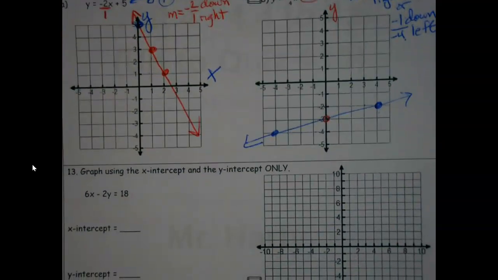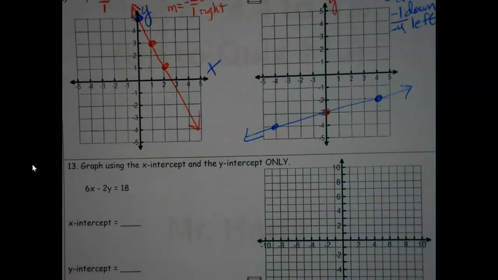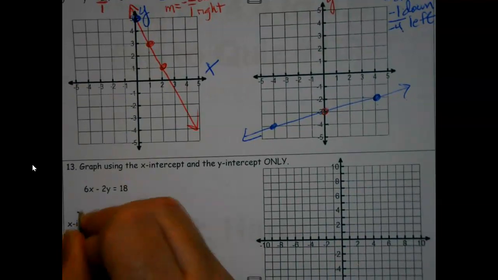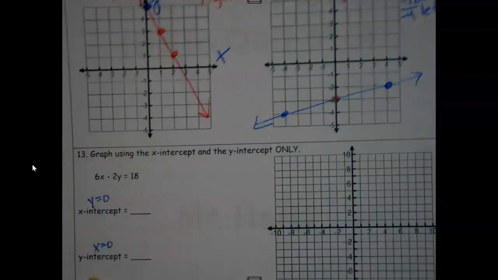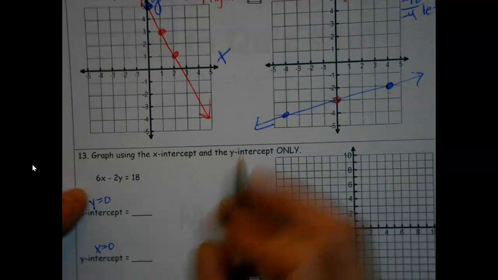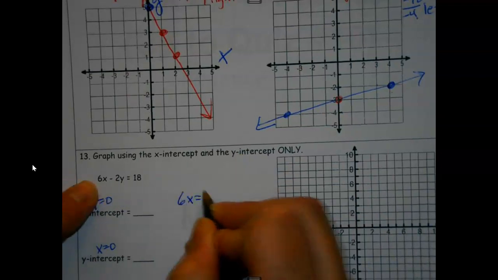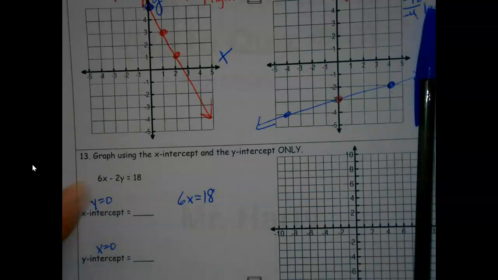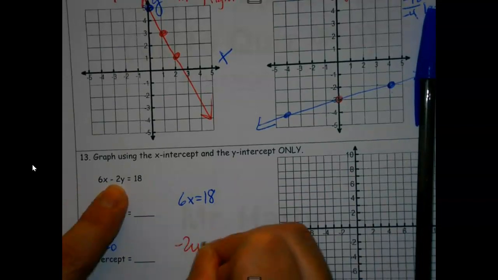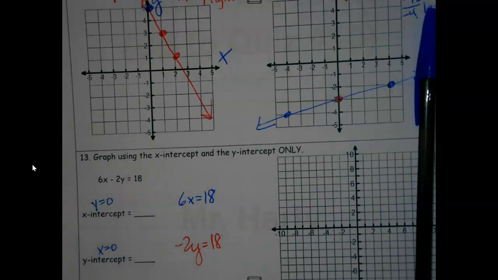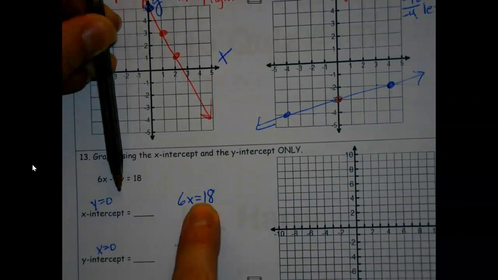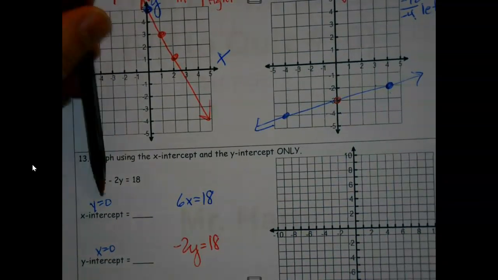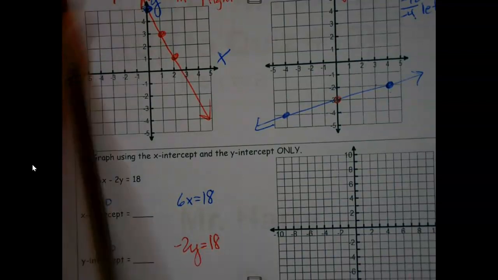Graph using the x and y intercept. Okay, this is the one where we said the opposite variable equals 0. So if that's true, I'm going to take my x term and set it equal to 18. And for y, I'm going to take my y term and set it equal to 18. Because that y equals 0 on this first one wipes out the y part. And on the second one, the x equals 0 wipes out the x part.